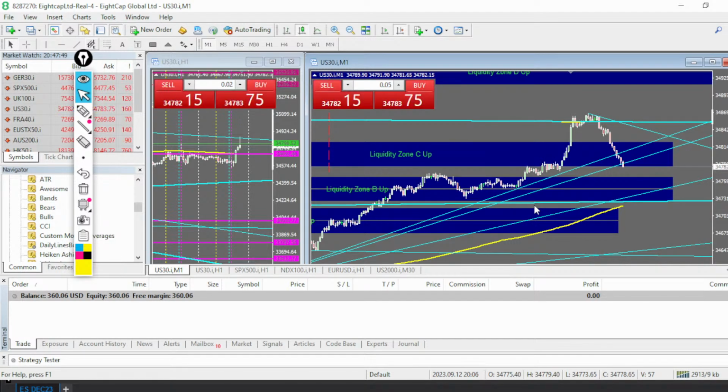So we broke out. We're waiting for a signal to go short. I want to see a bigger correction.